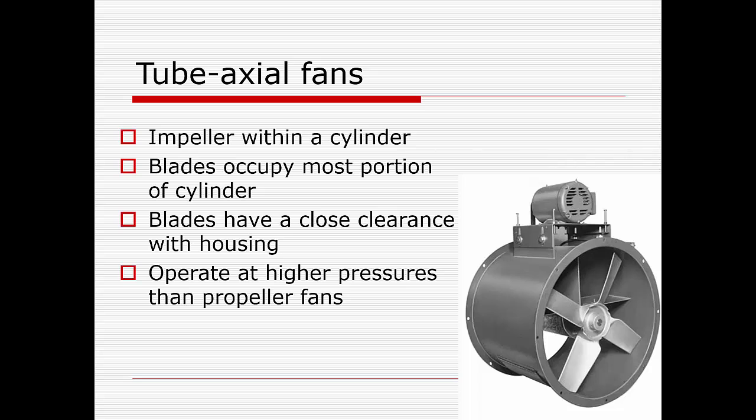Okay. The tube axial fan, basically again you have a propeller fan, but you have a tube, and it is placed inside the tube. It lets it operate at a little higher pressure. And typically the blades have a very close tolerance to the housing.